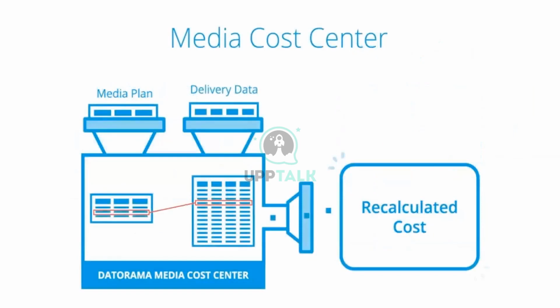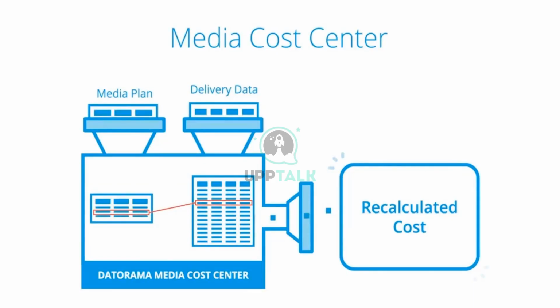But then, thanks to Media Cost Center, this entire churning happens in an automated manner, and the recalculated cost is something that it delivers out. What is the recalculated cost? It's nothing but comparing the media plan cost and the delivery cost and coming up with the recalculated cost, which basically tells at what actual price we got the delivered data from the various sources.